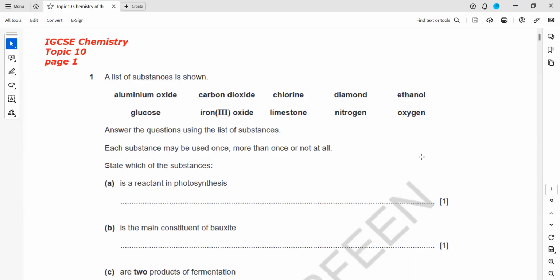So you can use mic, you can use chat, or you can also use the screen annotation to answer these questions. And after the session, you have to send a picture of the questions which we'll discuss today.